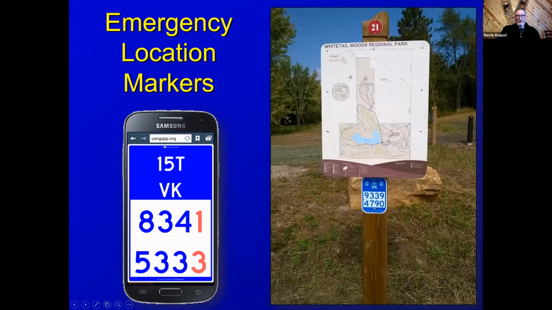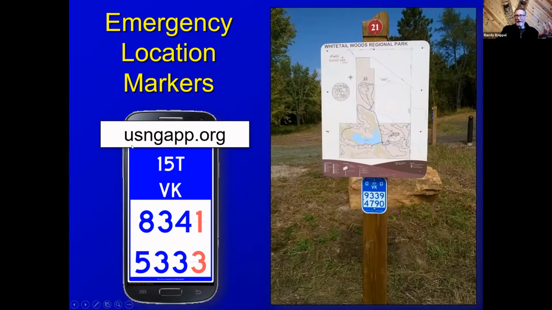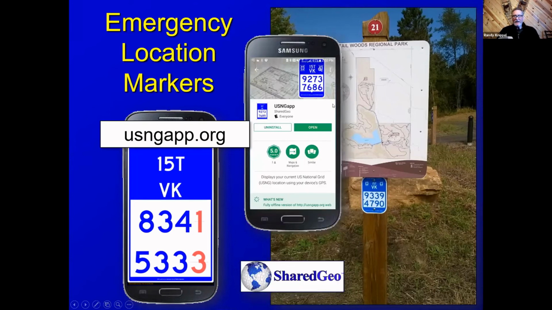There is also an app. It's really not an app. It's a website that downloads an app to your phone in the browser, usngapp.org. You can play with that yourself. It'll show you your location in the same format as those location markers. And another app, which is an actual native app, USNG app. This was actually created by Esri.